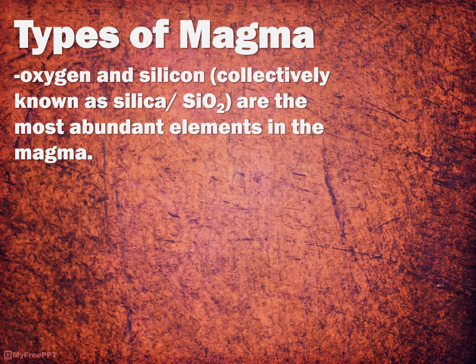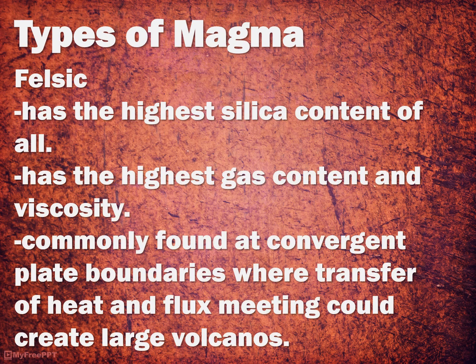Let's now talk about types of magmas. Basically, our magmas are composed of oxygen and silicon, collectively known, pag together na po siya, as silica or SiO2. It is the most abundant element in our magma. The first type of magma is your felsic type.